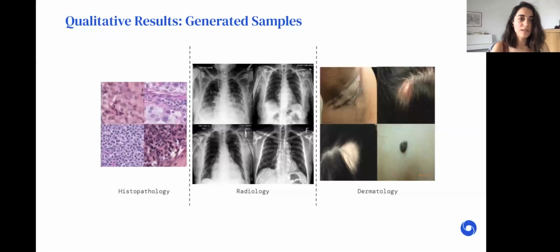The examples on this slide are examples of different generated images for different conditions for these three modalities. You can see that for all three of them, at least at first glance, they look quite realistic and capture characteristics of the conditions that they're supposed to represent.